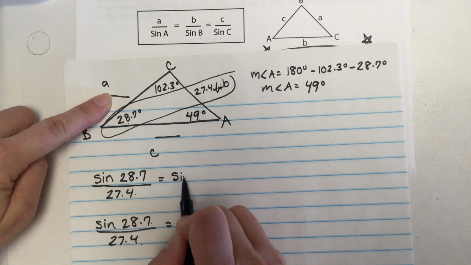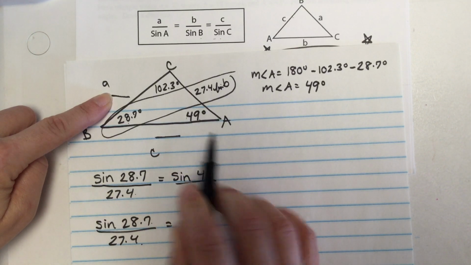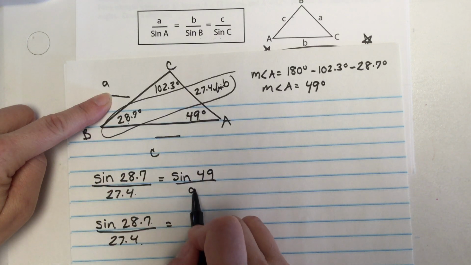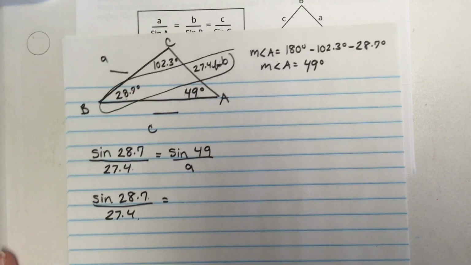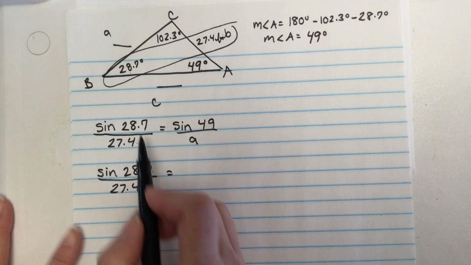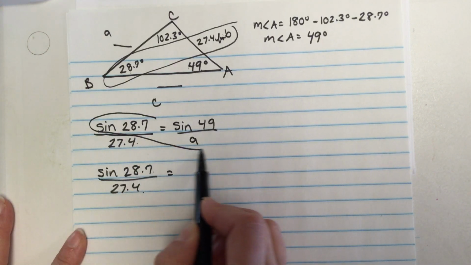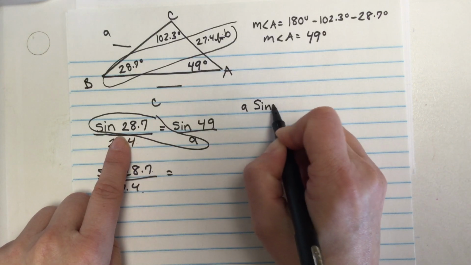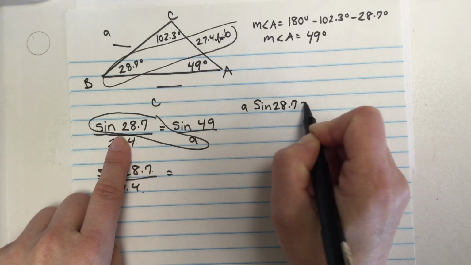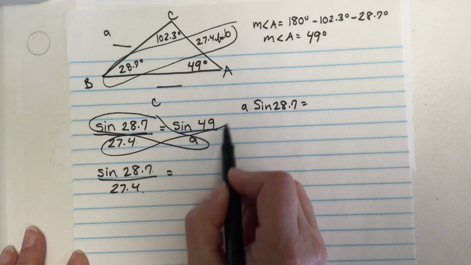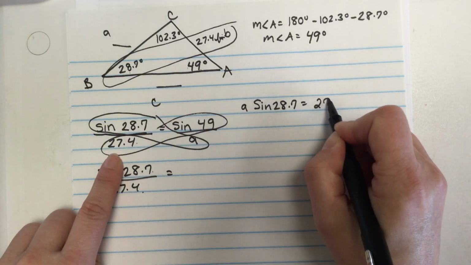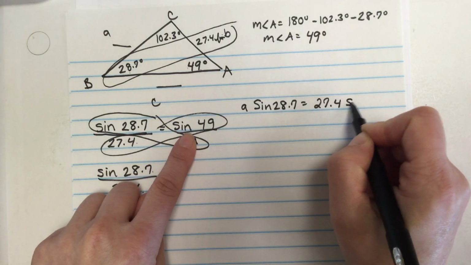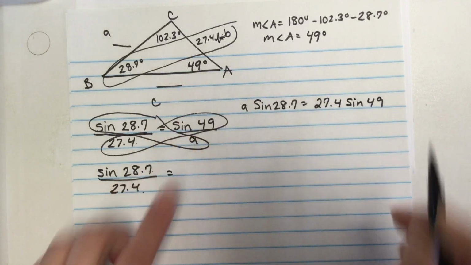So it's the sine of the angle, so sine of 49 over the side. Well, that's what we're trying to find. Now remember, when you have proportions, what you do is you cross multiply. So if I cross multiply, I have A times the sine of 28.7 equals, cross multiply, 27.4 times the sine of 49.